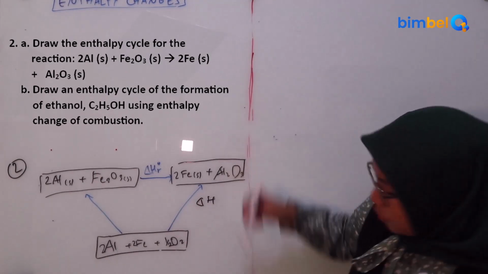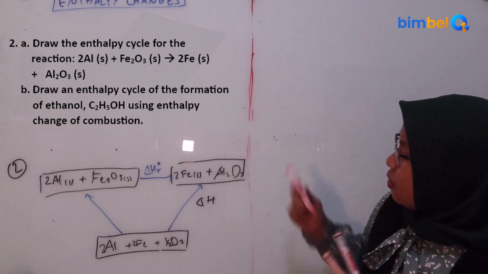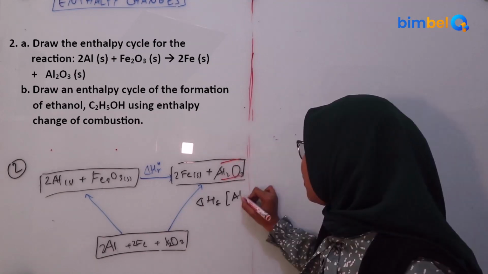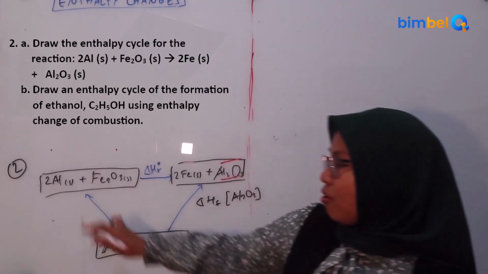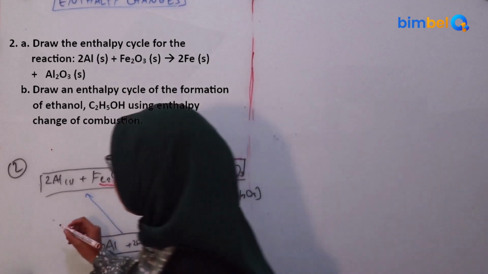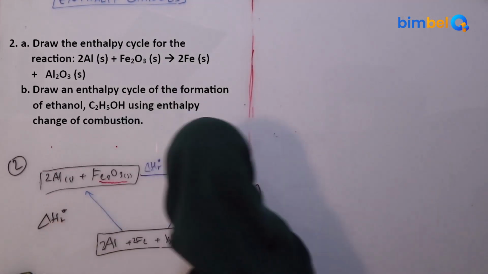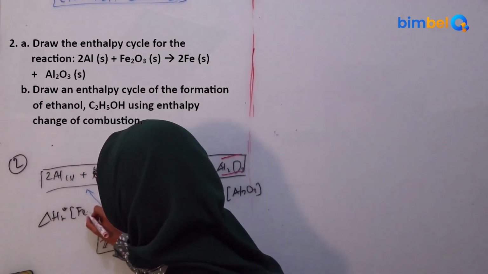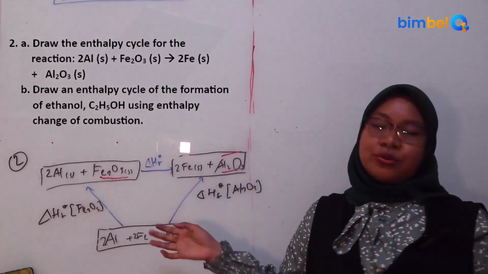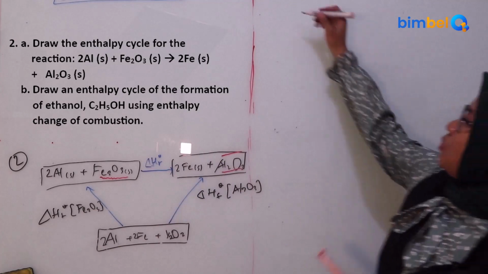You can look at this. This is the product from this reaction. So this is the enthalpy change of this one. And when we see this arrow, there is the product here. Okay, this is the product, so this is the enthalpy change, delta HF. Don't forget the standard for this one. So this is the answer for question number 2A.